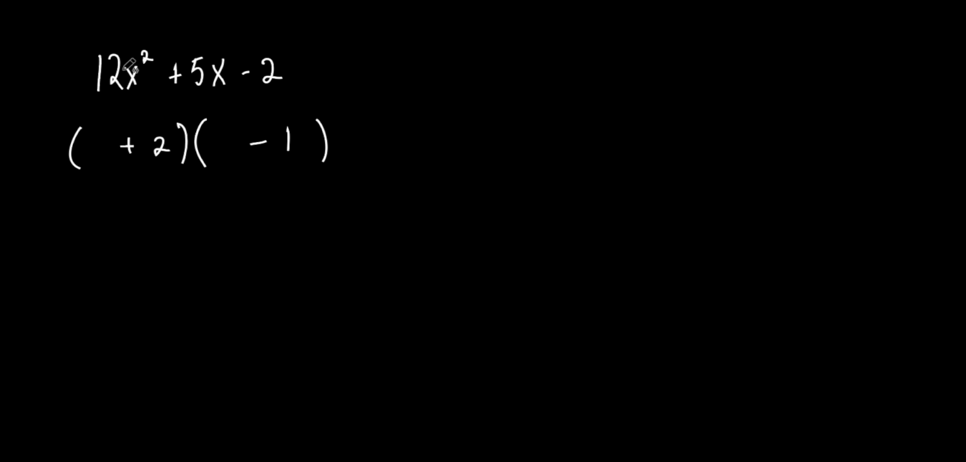Now 12, I've got a bunch of options. I've got 1 times 12. I've got 2 times 6. I've got 3 times 4, right? And then since I've got a plus and a negative, I could have a positive 1 and a negative 12. Let's say it again. I could have a positive 1 and a negative 12, or I could have a negative 1 and a positive 12. Did I say it right?